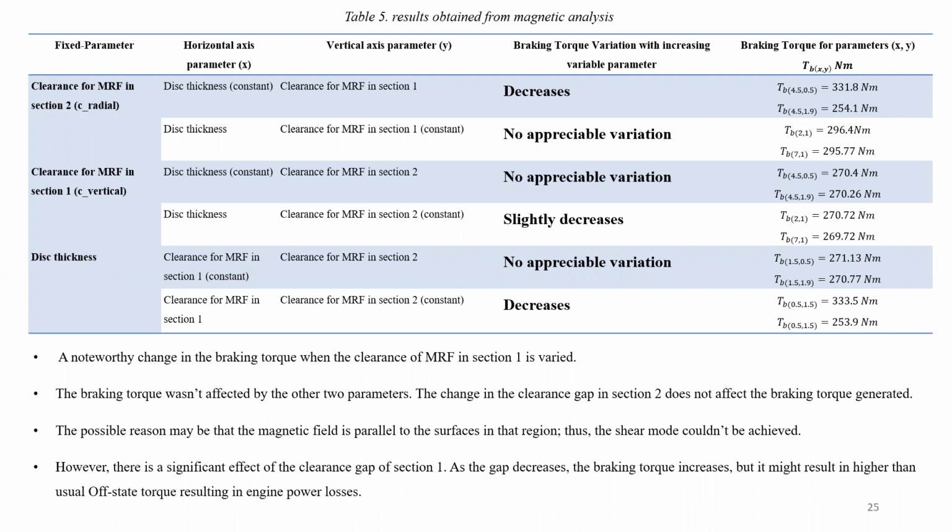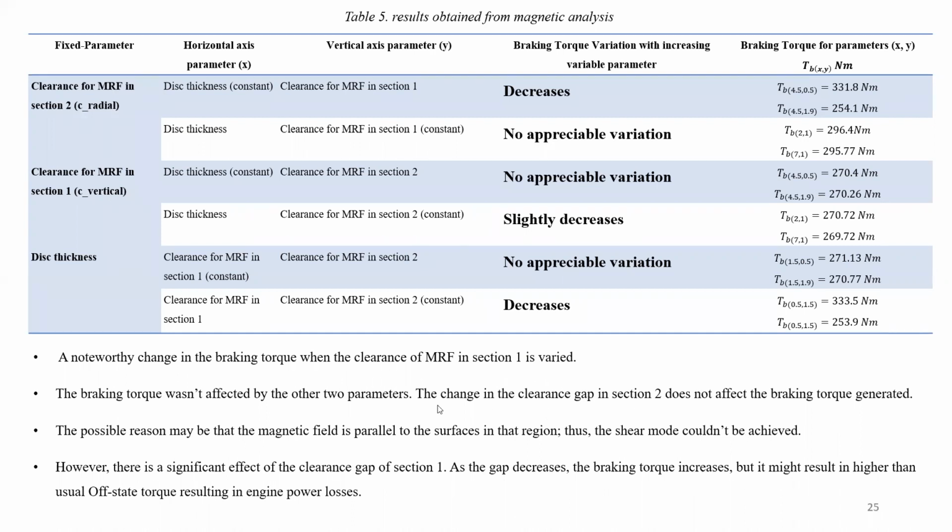What is the effect of that clearance? We studied that in great detail. We kept the disc thickness constant and varied the clearance, and for certain values we got 330, 254, etc. Some clearances are very difficult to manufacture, but we did all this to see the effect of the clearance. We found a noteworthy change in the braking torque; the braking torque is actually a function of the clearance. So optimal clearance is very important.